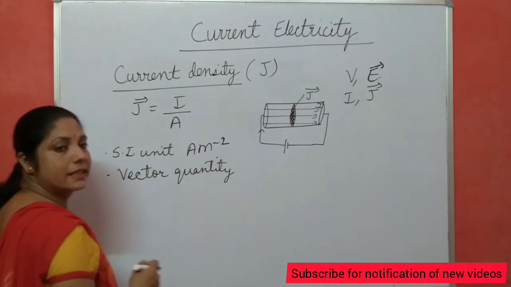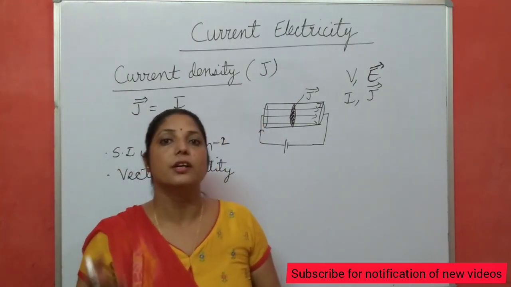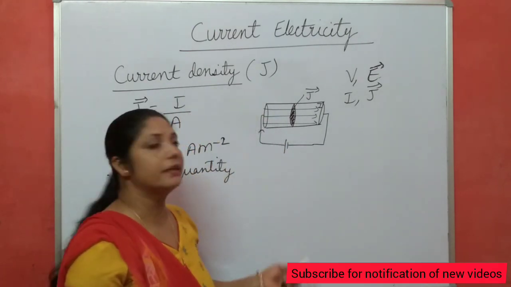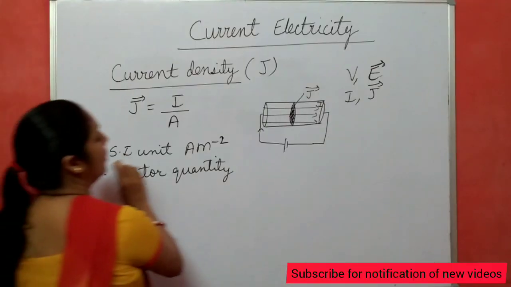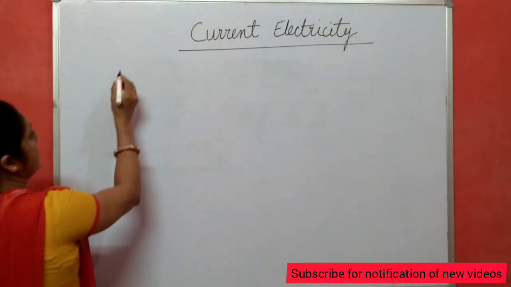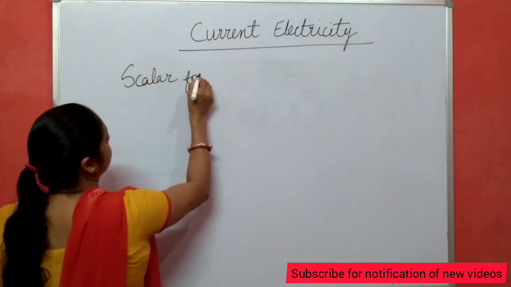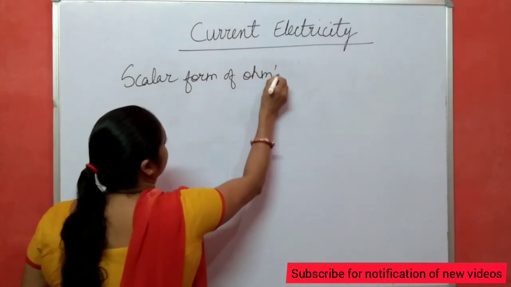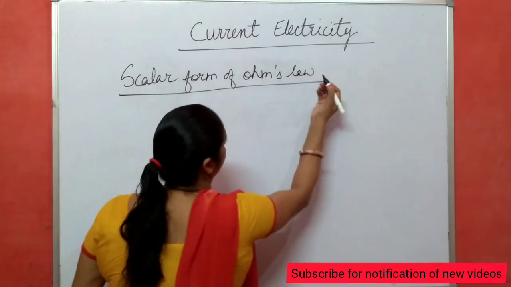We discuss current density because it is used when we talk about vector form of Ohm's law. After this, we will start scalar and vector form of Ohm's law. Now, first, scalar form of Ohm's law.